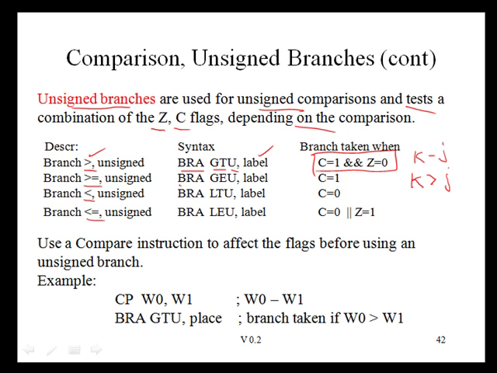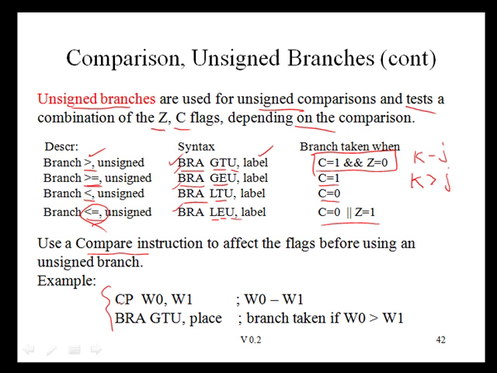This instruction is read as branch greater than or equal unsigned. It tests carry equal 1. This is read as branch less than unsigned. It tests carry equal 0. This is read as branch less than or equal unsigned. This tests this flag condition. We need to set these flag conditions by using a subtraction before we reach the branch, and we'll typically use a compare instruction to do that subtraction.